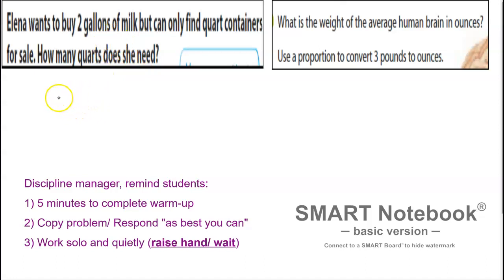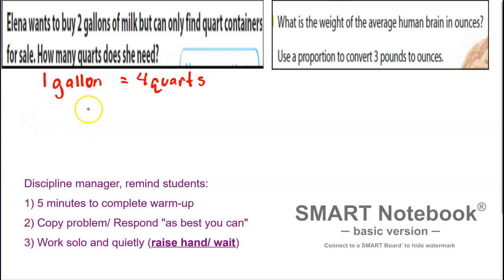Let's talk about how many quarts are in a gallon. So we have 1 gallon equals 4 quarts. You aren't going to need to memorize this; you'll have a formula chart. The first method we're going to use is proportions.